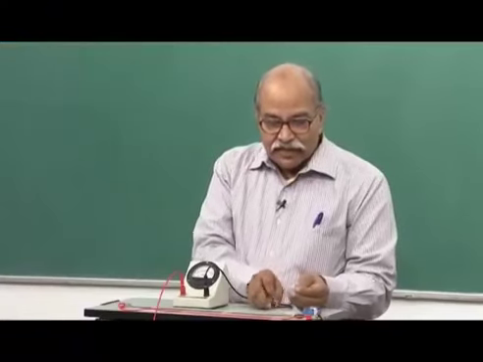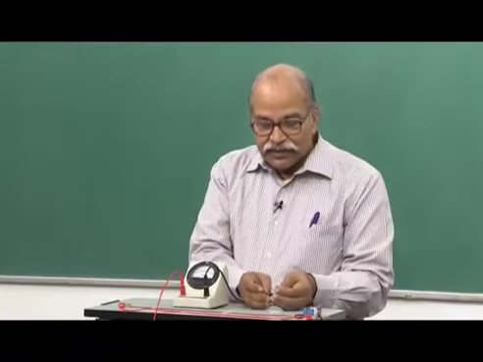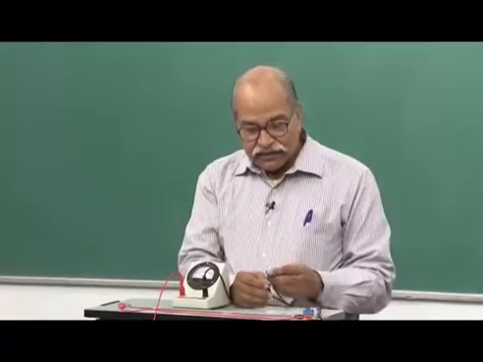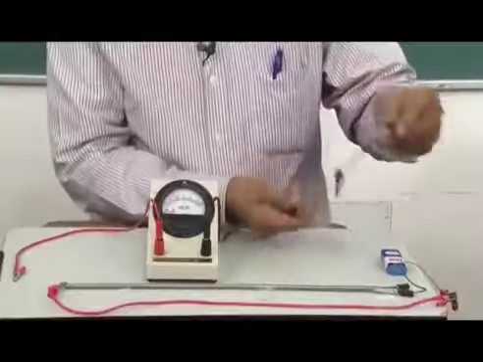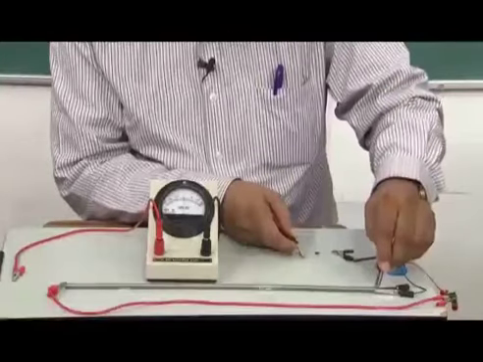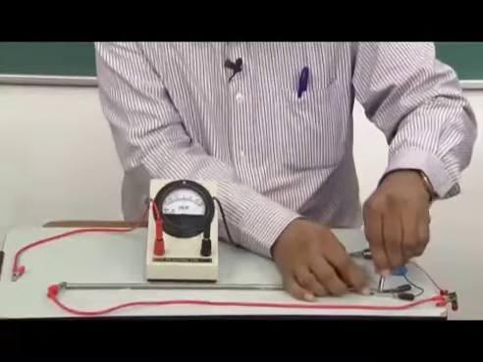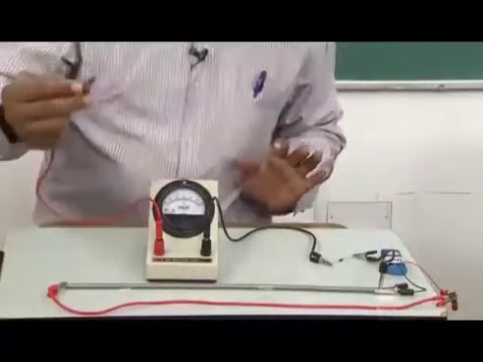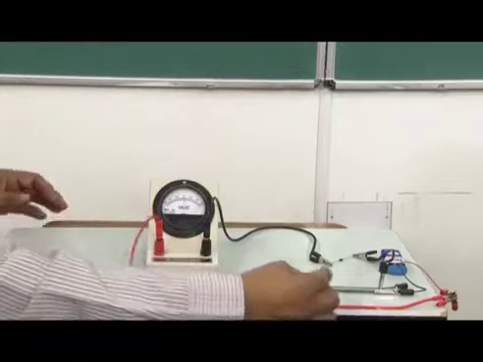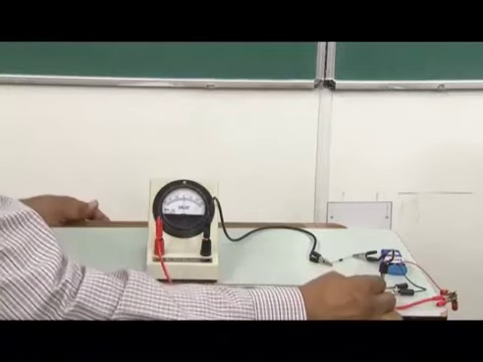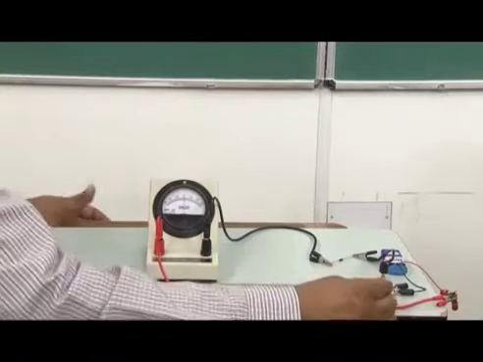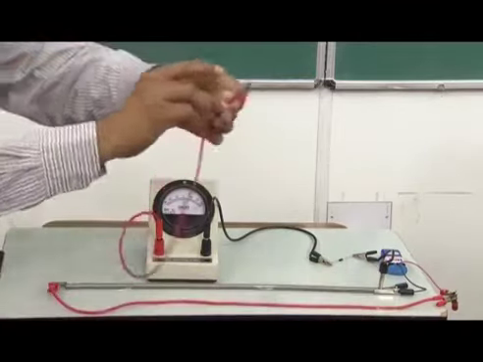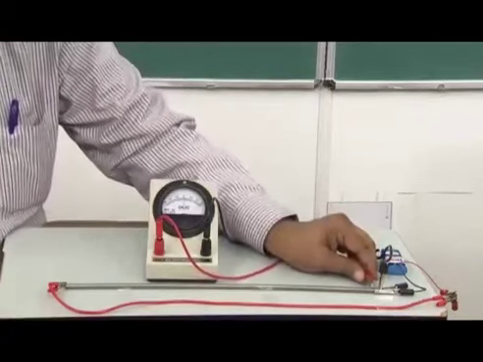Now I am connecting the diode to the galvanometer, one end, and the other end of the diode I am connecting to, say, the 0 of the voltage source, and this is the other end. Let me try to apply some voltage here. See what happens. I am touching it here.